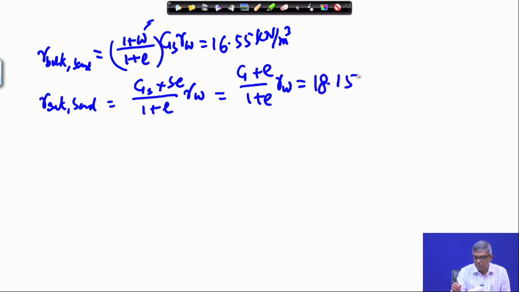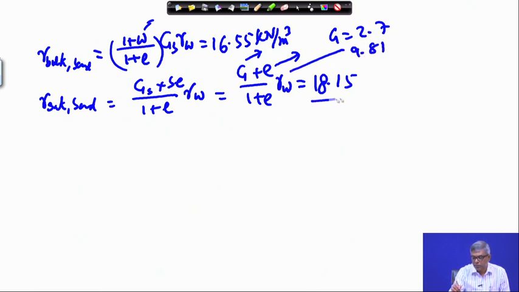18.15. So, if I put G, you can take 2.7, and e value is given and gamma_w is 9.81. If I put, then you will get this is the 18 kilonewton per meter cube.